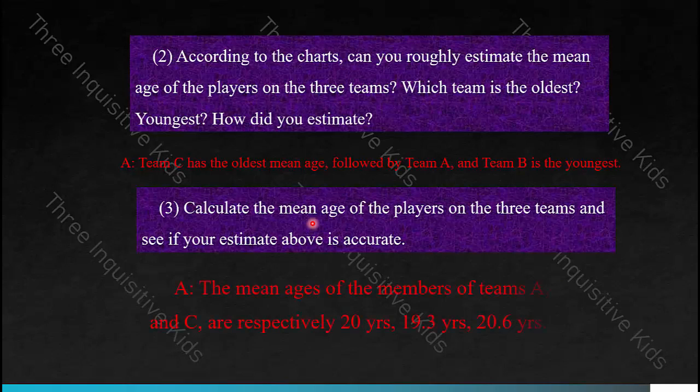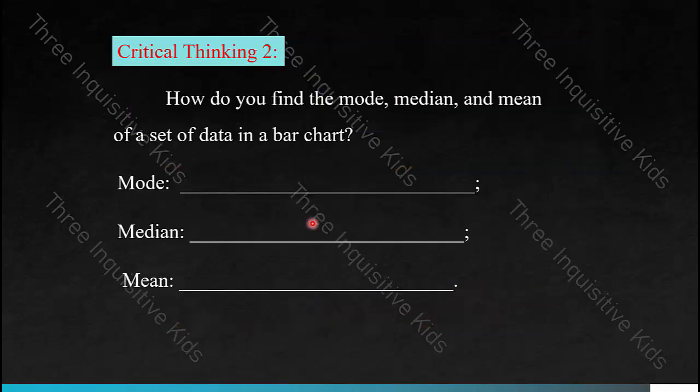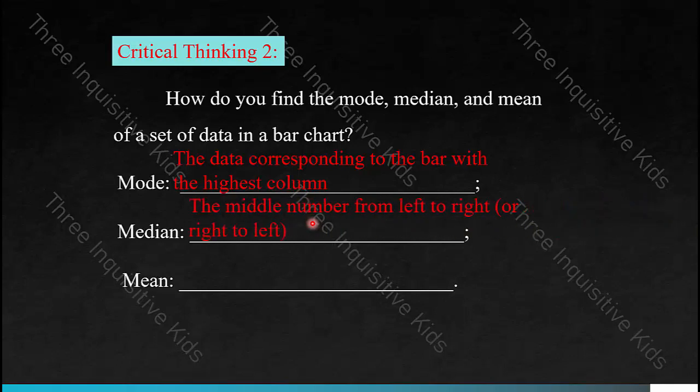So then, after calculating, the mean ages are respectively 20, 19.3, and 20.6 years. So critical thinking number 2. How do you find the mode, median, and mean of a set of data in a bar chart? Well, the mode is the data corresponding to the bar with the highest column. The median is the middle number from left to right. And the mean can be estimated using the mode and the median.